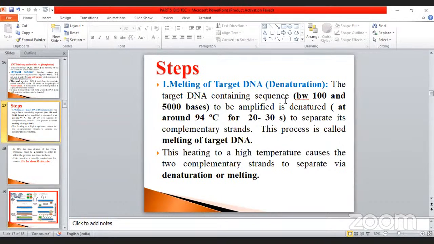20 to 30 seconds. When you give the temperature up to this level, what is denaturation? DNA denaturation, already in our lab, isn't it? How is it possible? Take an example. This is considered a double stranded DNA molecule. Double stranded DNA, isn't it? So just imagine this is the structure of a double stranded DNA molecule.